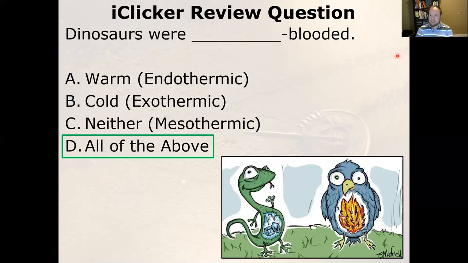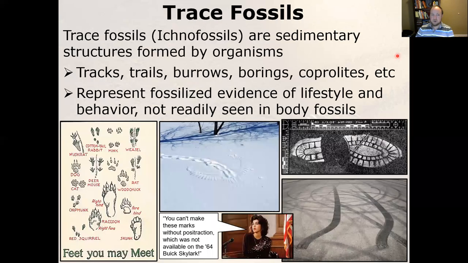So we go from dinosaurs, and now we're going into trace fossils. What are trace fossils? Trace fossils, sometimes called ichnofossils, from the Greek for trace, are sedimentary structures formed by organisms. In strat class, we spend a lot of time talking about primary depositional sedimentary structures. These are a different form of sedimentary structures, not formed by depositional processes but by biologic processes. So critters doing stuff, whether that's tracks, trails, burrows, borings, coprolites, so leavings, etc. Any evidence of behavior that's fossilized and that's not a body fossil.